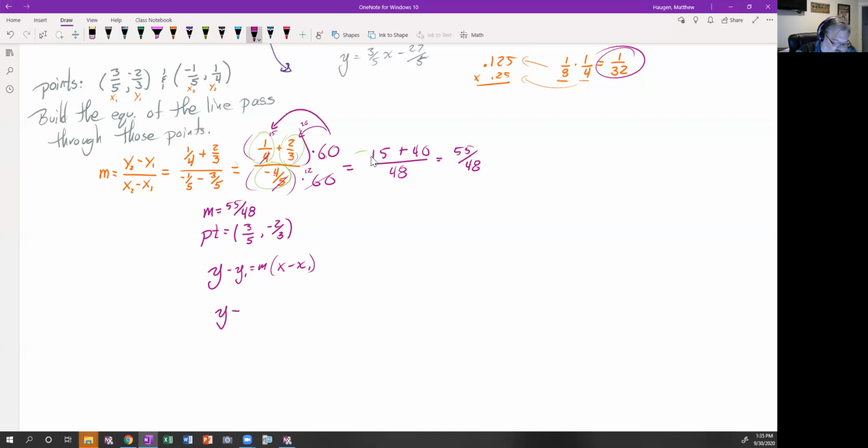So y minus, I'll turn into a plus 2/3 equals 55/48 times x minus 3/5. Again, great. That's the equation of our line. If we didn't need it in a particular form, we could just leave it there. But we are good, polite math students, so we're going to clean that up.